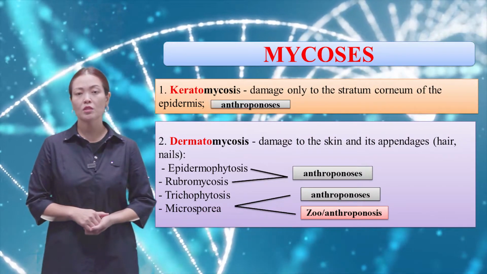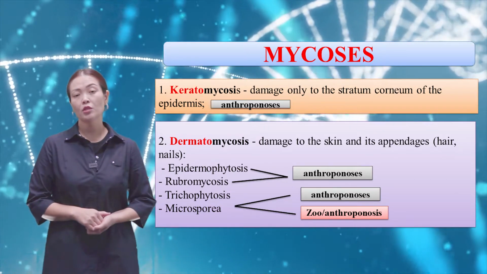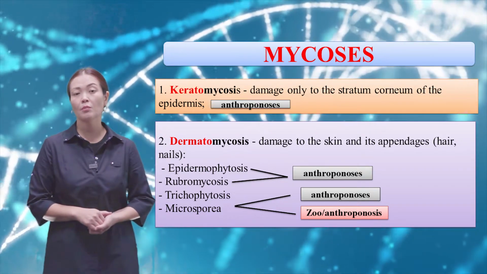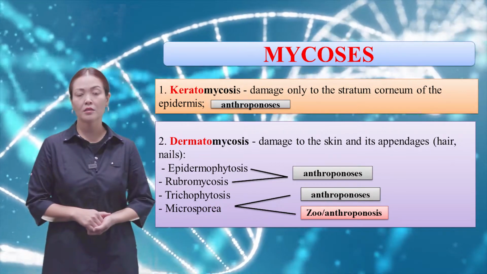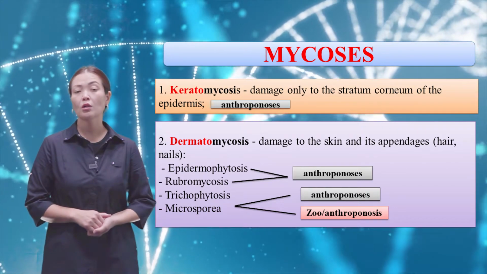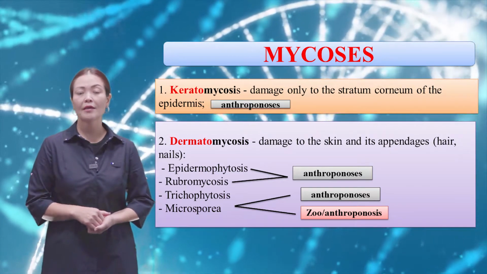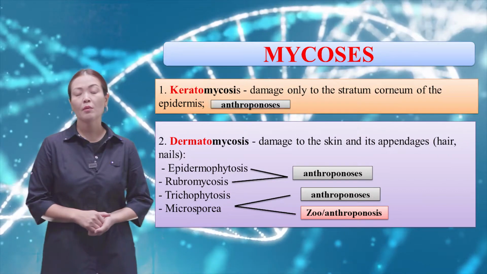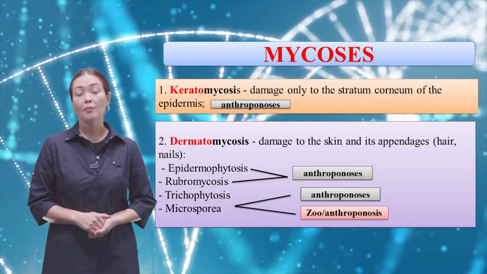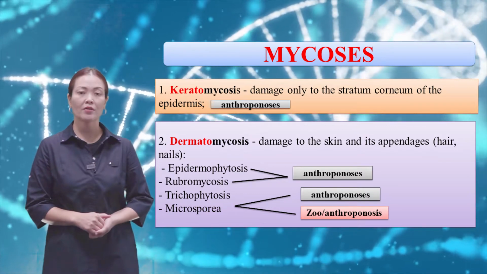The second group of diseases we call dermatomycosis. Dermis. In the first lecture we discussed that in our dermis there are different skin supplements, or skin appendages, like hair, nails and glands. So in this definition, dermatomycosis, you can understand that the pathological process involves not only our skin, but skin supplements like hair and nails also. Dermatomycosis is divided into 4 subgroups. They are epidermophytia, rubromycosis, trichophytia, and microsporia.